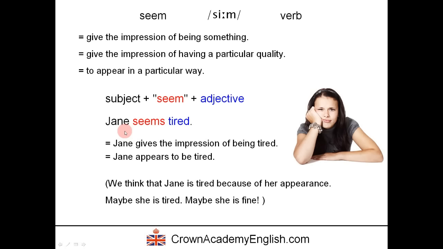Okay, so compare this to Jane is tired. When we say Jane is tired, then we are certain. But Jane seems tired, then we are not certain. We have the perception that Jane is tired. Okay, so that's the important meaning of seem.